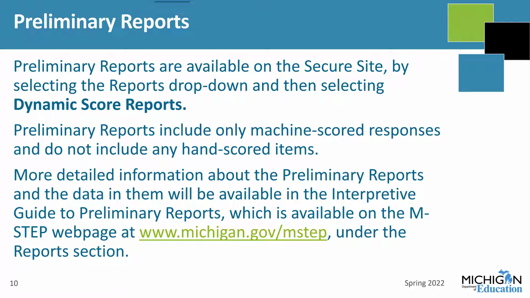More detailed information about the preliminary reports and the data in them will be available in the Interpretive Guide to Preliminary Reports, which will be available on the MSTEP webpage at michigan.gov/MSTEP under the Reports section. Watch the spotlight for when that becomes available.